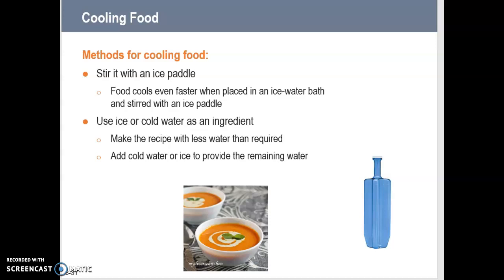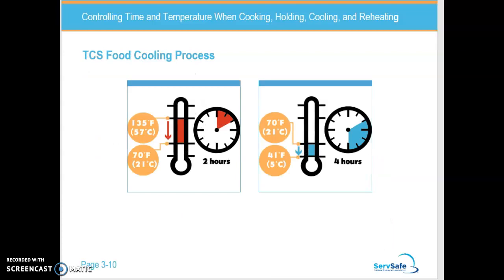There are several methods for cooling foods quickly. Sometimes we like to use ice paddles. That blue thing right there pictured, that is an ice paddle that you stick in the freezer. It gets frozen solid. You put it in a pot of soup or any type of food that you want to cool down quickly. Also, you can use ice or cold water baths in order to quicken the cooling down process. Here are your windows for the cooling down process. Take a look.